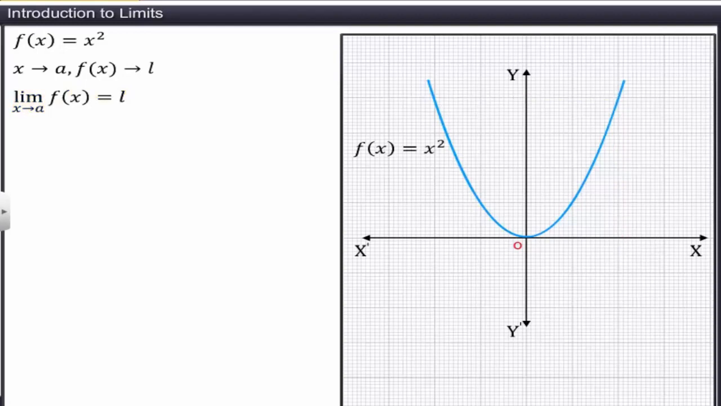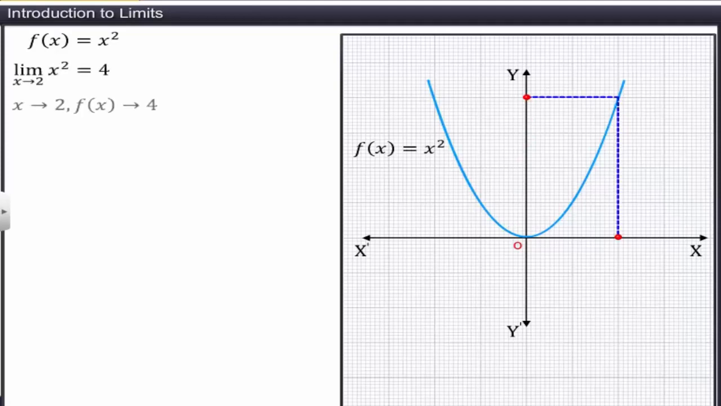Now, as an example, we wish to find what value the function approaches as x approaches 2. We can observe that the value of the function approaches 4. Symbolically, we state this as shown. This means that as x approaches 2, the value of the function approaches 4.